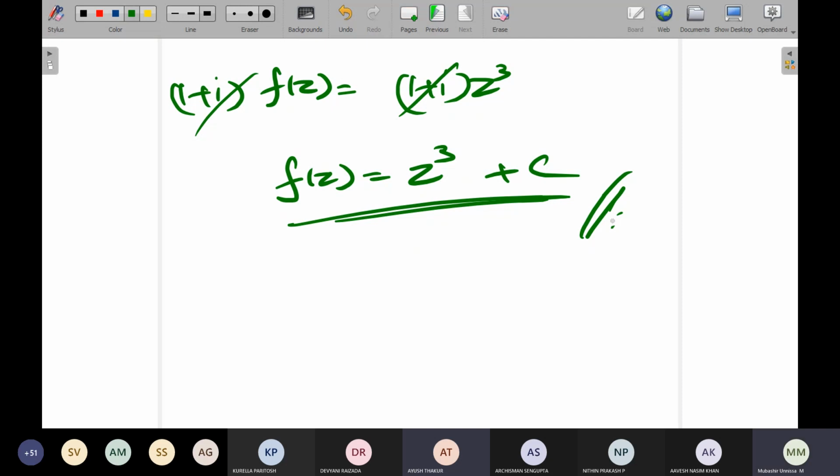Can anyone find the harmonic conjugate of this function and tell me? I'll give you time. Just find out the harmonic conjugate of this function. Harshyam has replied, I'm not audible.